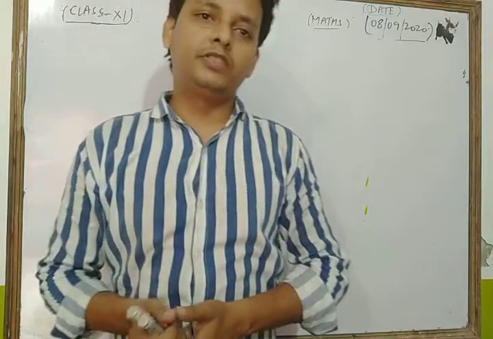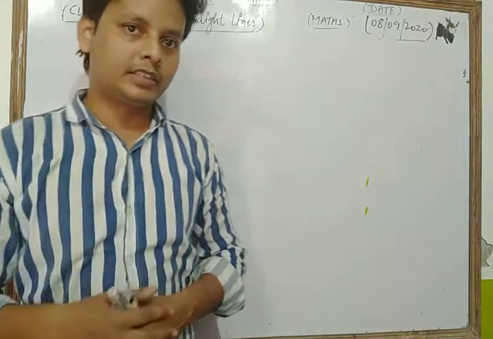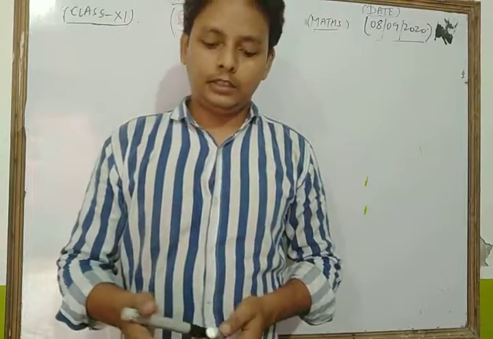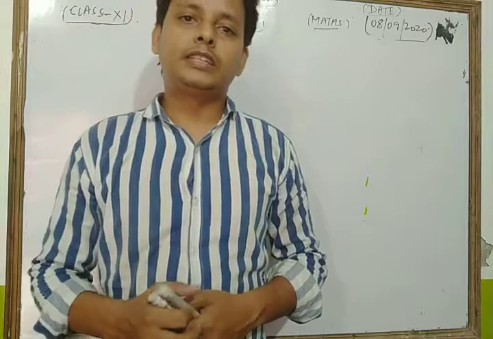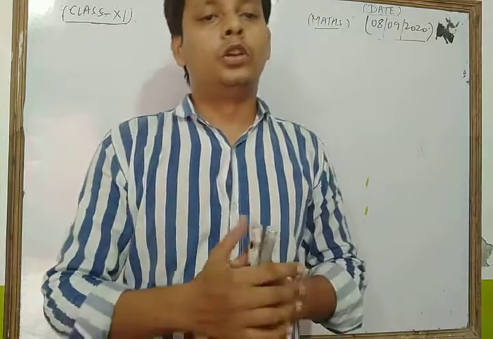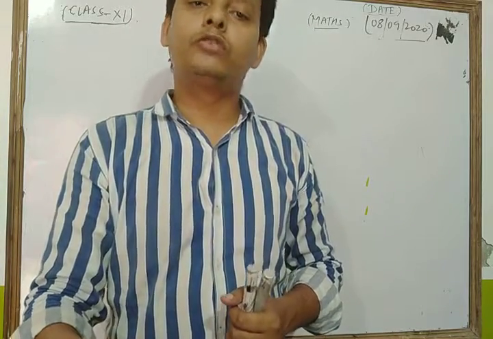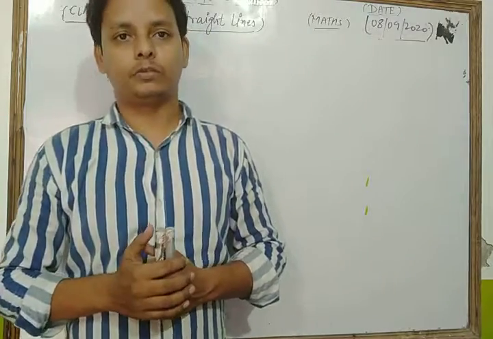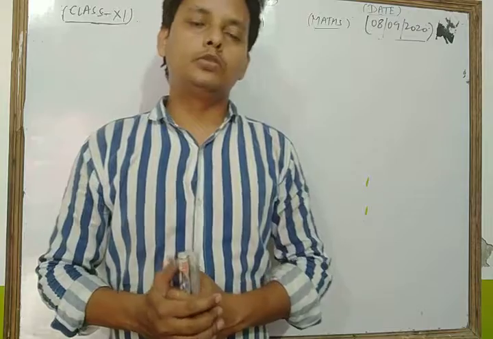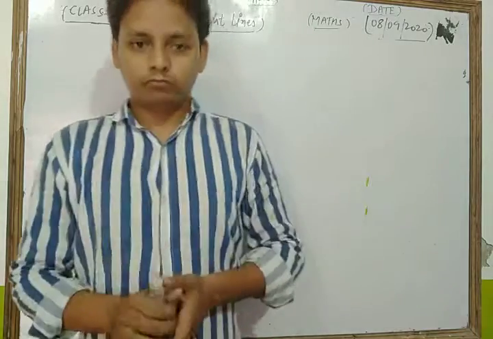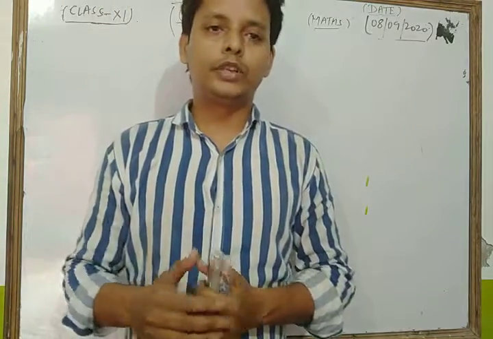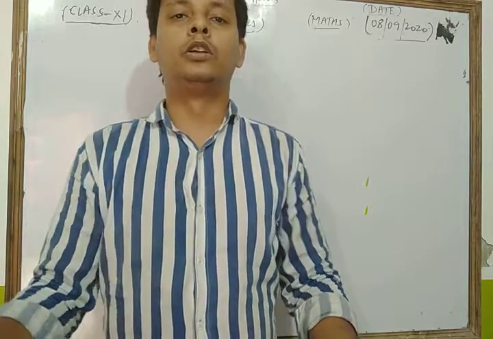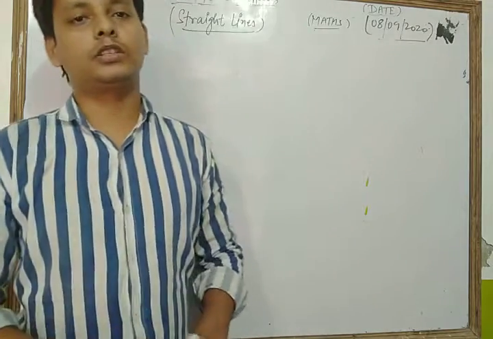Dear students, in the previous class we discussed the chapter straight line, and in that chapter we discussed the condition of concurrency of three lines, and we discussed some important questions based on that topic. Dear students, today we are going to discuss some new topics of that chapter, which are lines parallel and perpendicular to a given line.